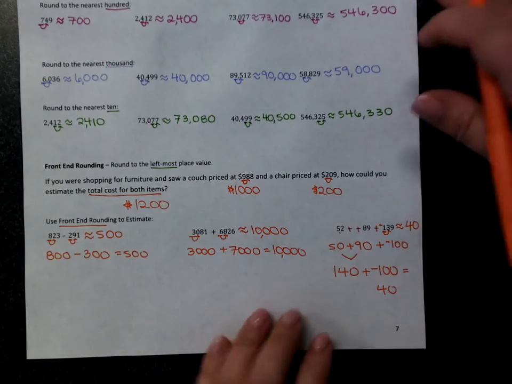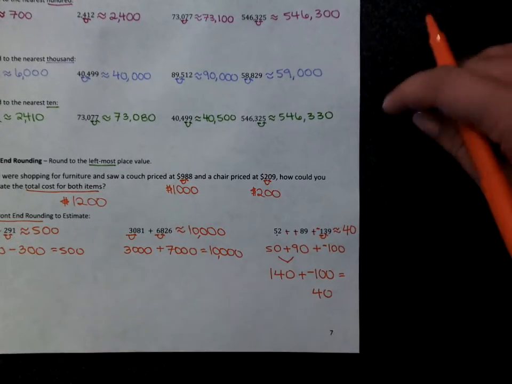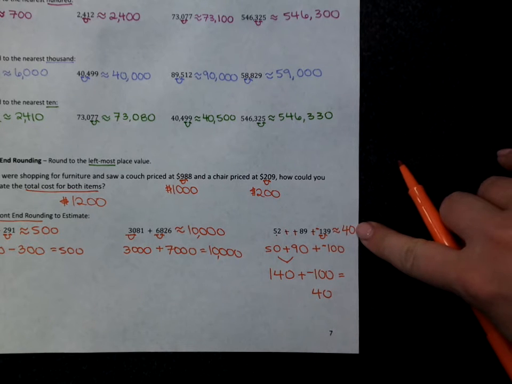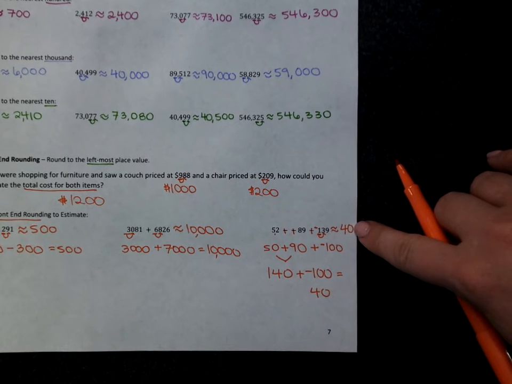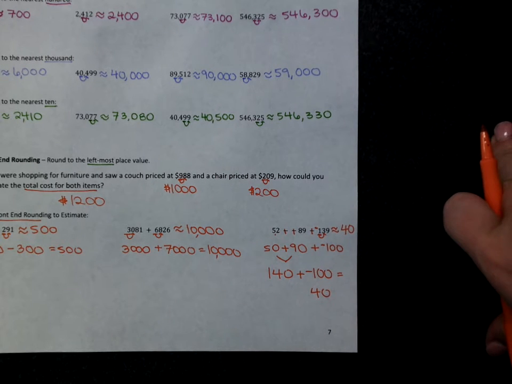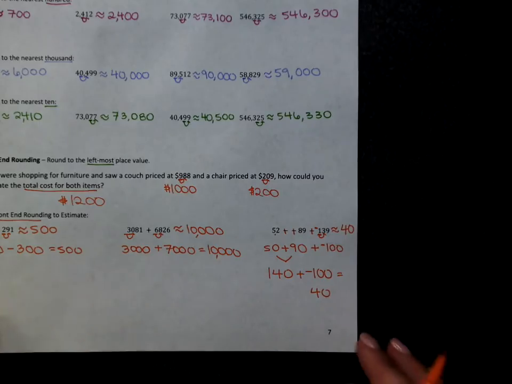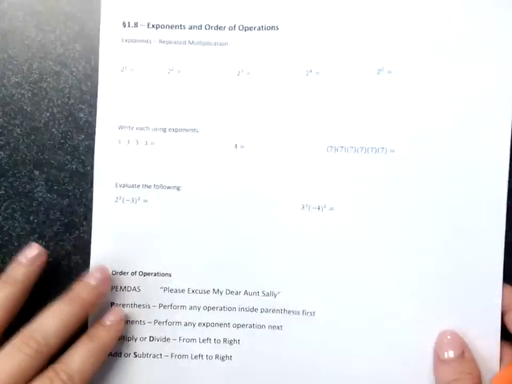So what this does is make our lives a lot easier and gives us an approximate answer. Not exact, but an approximate estimated answer using front end rounding. And that is it for rounding. We're going to move on now to order of operations. We'll start with exponents, and then we'll get into order of operations.